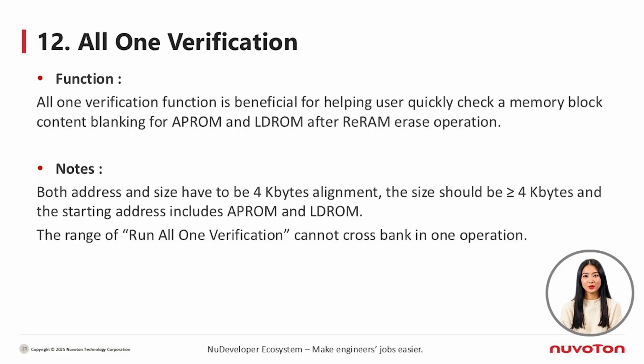Next, I will share the all-one verification. The all-one verification function is beneficial for helping user quickly check a memory block content is blank for APROM and LDROM after ReRAM erase operation. The following are the precautions to be followed in the application process. Both address and size have to be 4 kilobytes aligned. The size should be equal to or greater than 4 kilobytes. And the starting address includes APROM and LDROM. The range of run all-one verification cannot cross banks in one operation.